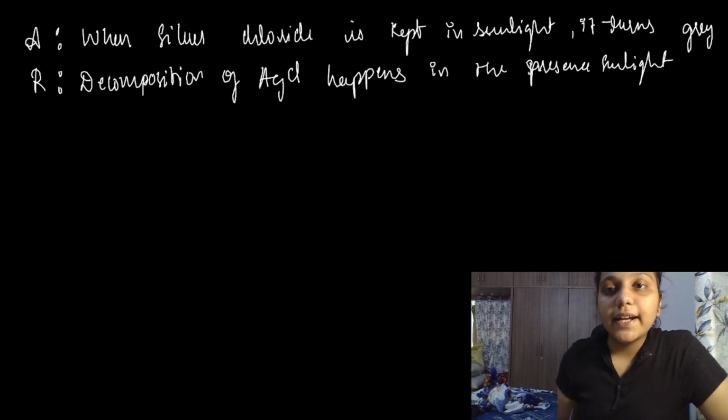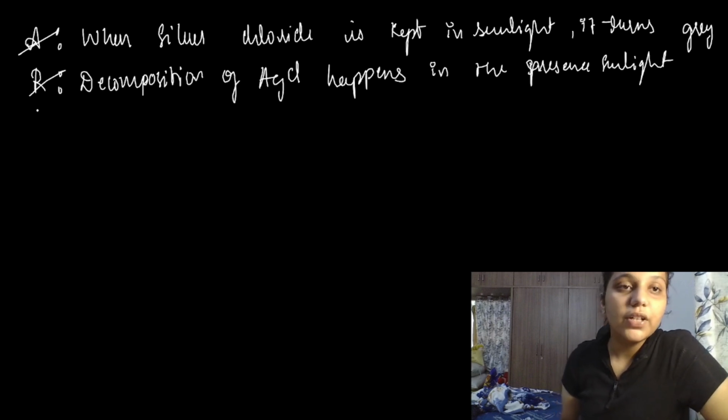When silver chloride reacts with sunlight, what we get is Ag, which is gray in color. Yes, it's correct. It's a decomposition using sunlight, which we call photolysis. So the reason is decomposition of AgCl happens in the presence of sunlight. Both assertion and reason are true, and the reason is the correct explanation for the assertion. So that's the first option.